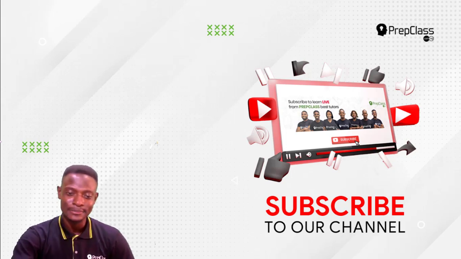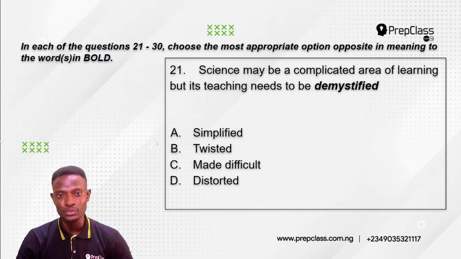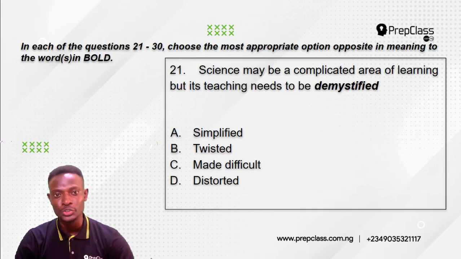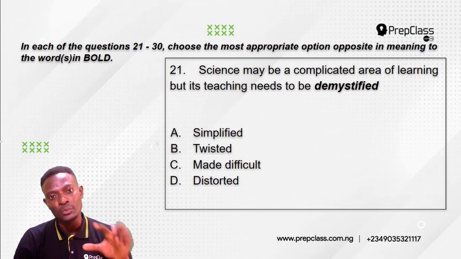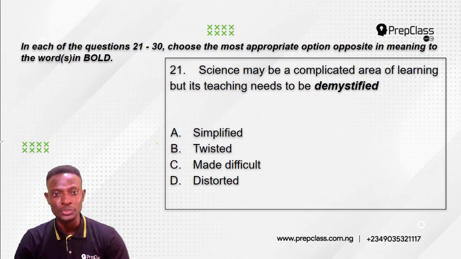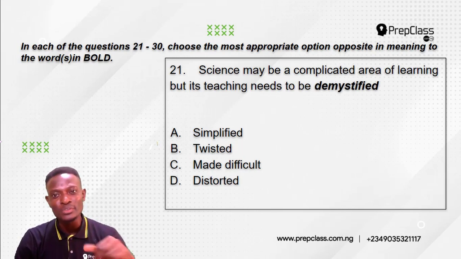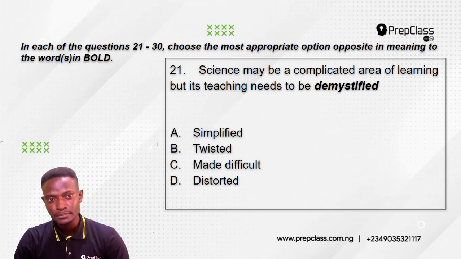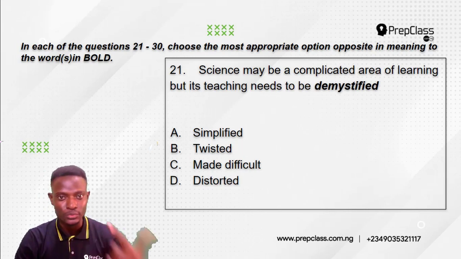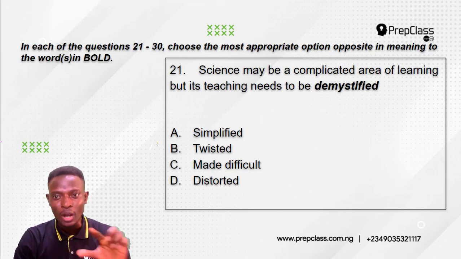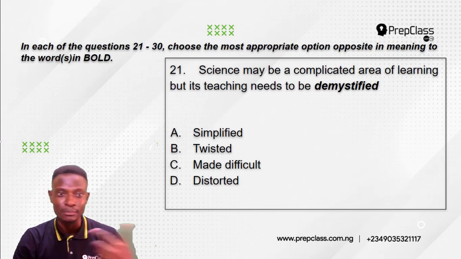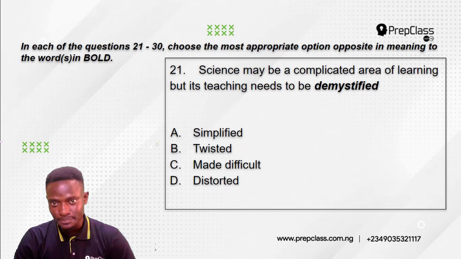Alright, let's begin. Question 21. Now, we have an instruction here. In each of the questions 21 to 30, but for this session we are answering question 21 to question 25, choose the most appropriate option opposite in meaning to the word or words in bold.